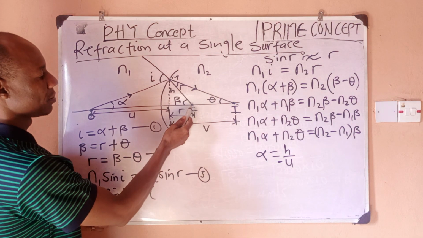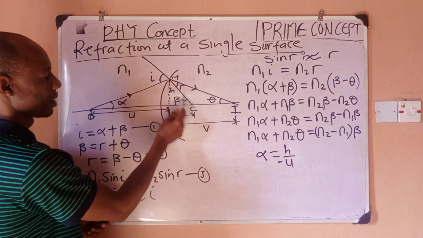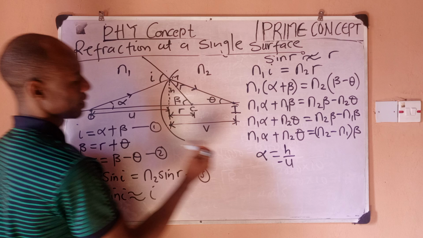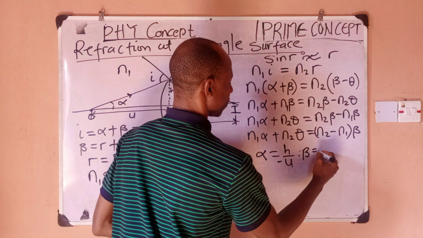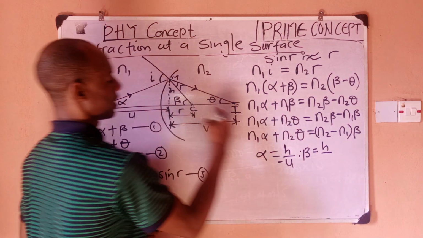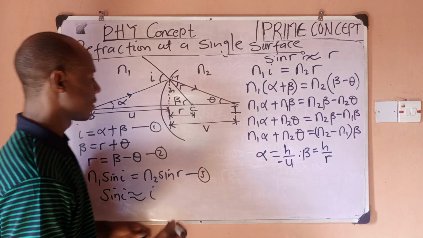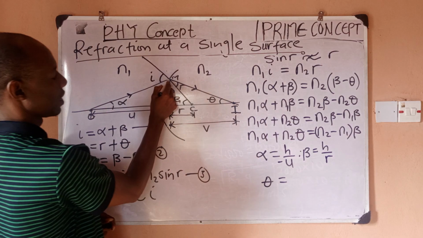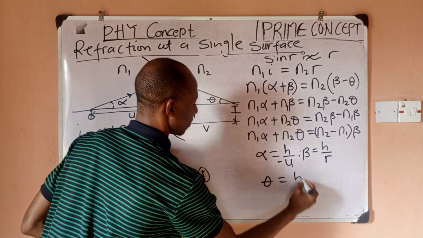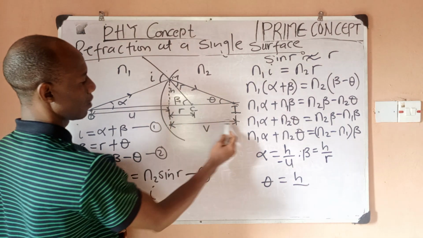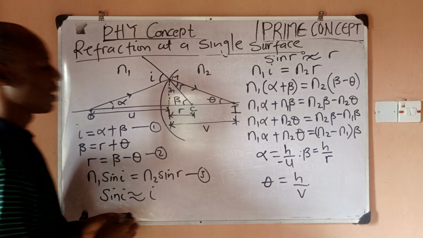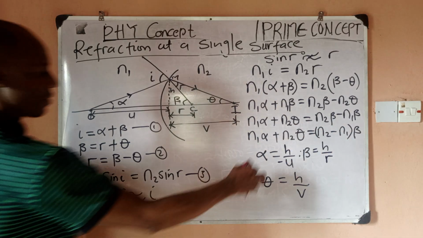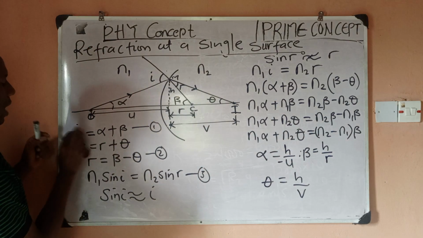Now, if I consider the same thing for beta, watch, this is a triangle for beta. So beta is going to be opposite over the adjacent. So beta is going to be the height over the adjacent r, which is positive in this case, right? And then if I consider this angle theta, theta is going to be the opposite again, which is h over the adjacent, which is now what? v, positive, right? Yes.